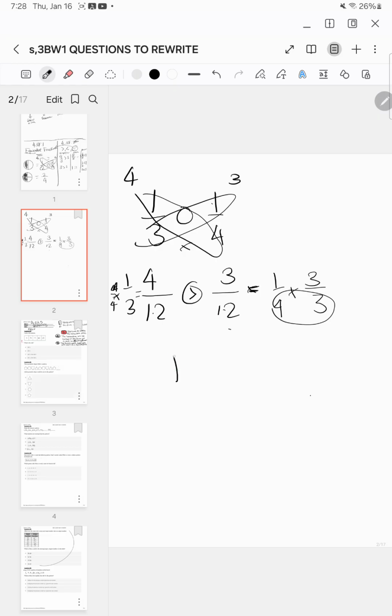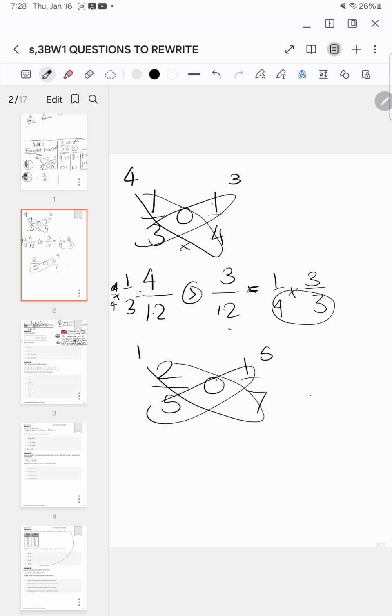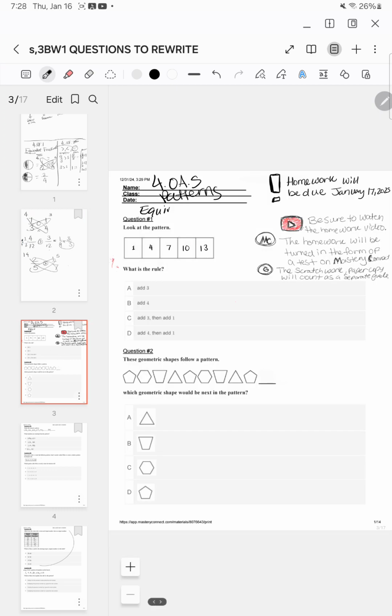Now also, I always tell my students, you can still cross multiply when push comes to shove. If I said 2/5 compared to 1/7, you can still just do that. 1 times 5 is 5, 2 times 7 is 14, which means 2/5 is greater. So let's dive right into the homework and explain this here.